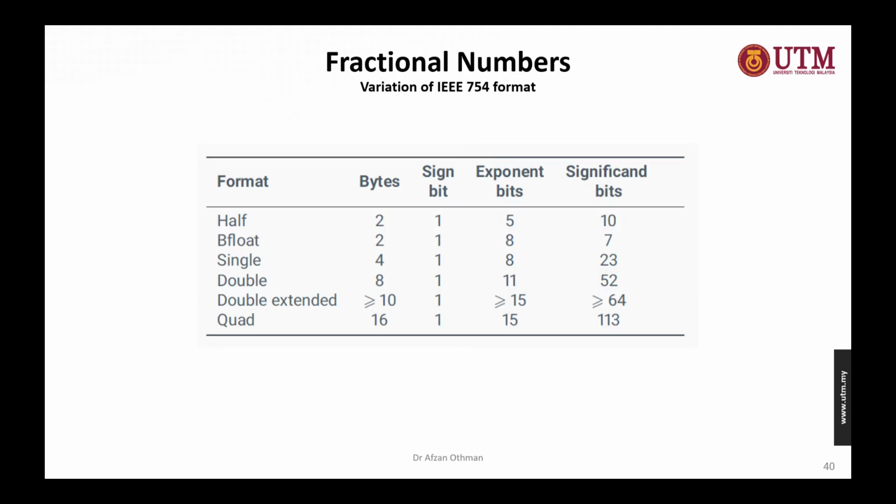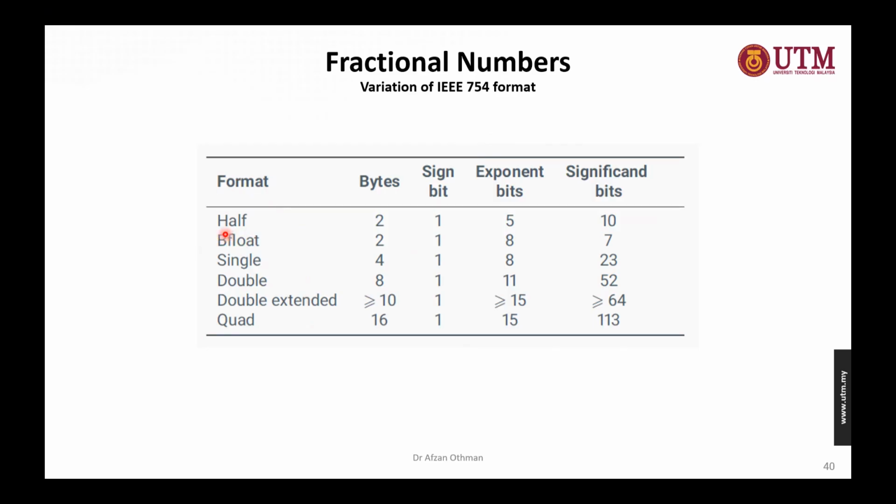In the previous class, we already finished how to get the IEEE 754 format for double precision and single precision. Now we're going to look at the variations of the IEEE 754 format. Here are the formats we have. There are 6 formats that you can find in the IEEE 754.